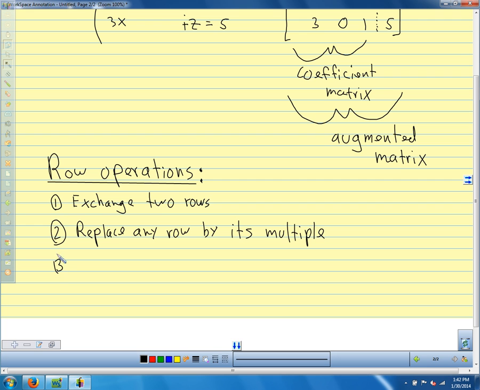And finally, the one that we use mostly to work with matrices is we can replace any row by the sum of itself and the multiple of any other row.